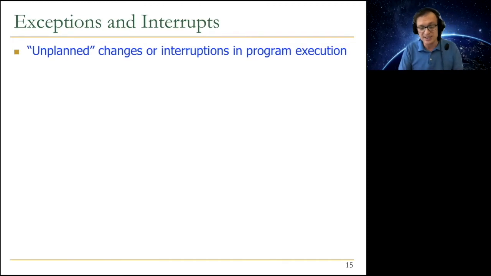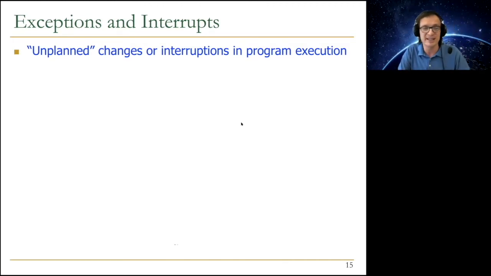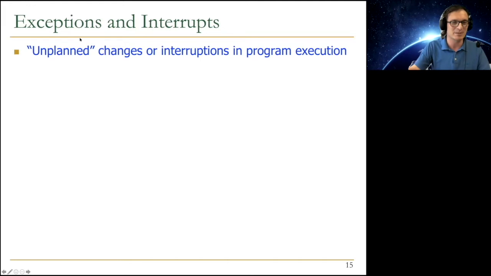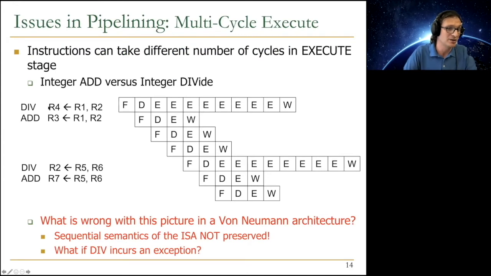So exceptions and interrupts, these are two different things. Unfortunately, in the field, some people call both of them exceptions. Some people call both of them interrupts. But I would like to distinguish, because of principles and because of the reasons that these are different, that they're different things. They may be handled in similar ways, depending on what you do in the machine. But essentially, both of these exceptions and interrupts cause unplanned changes or interruptions in program execution, like the divide by 0. You should not continue the program in that case.